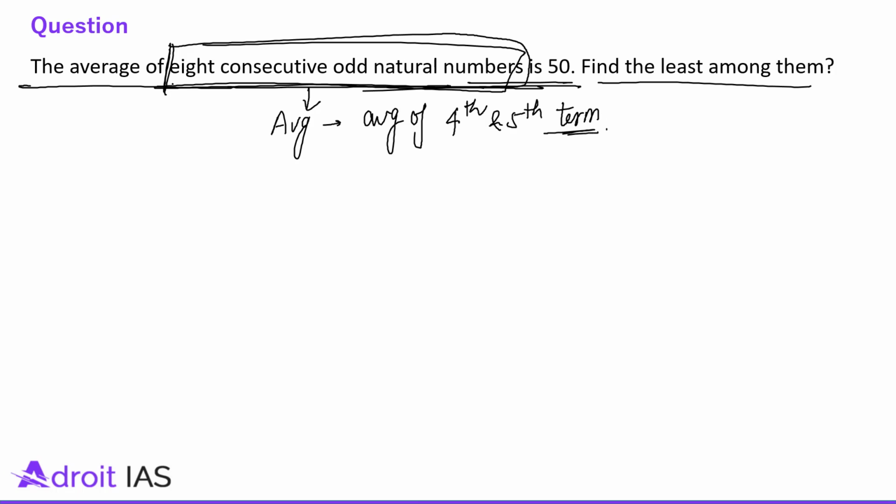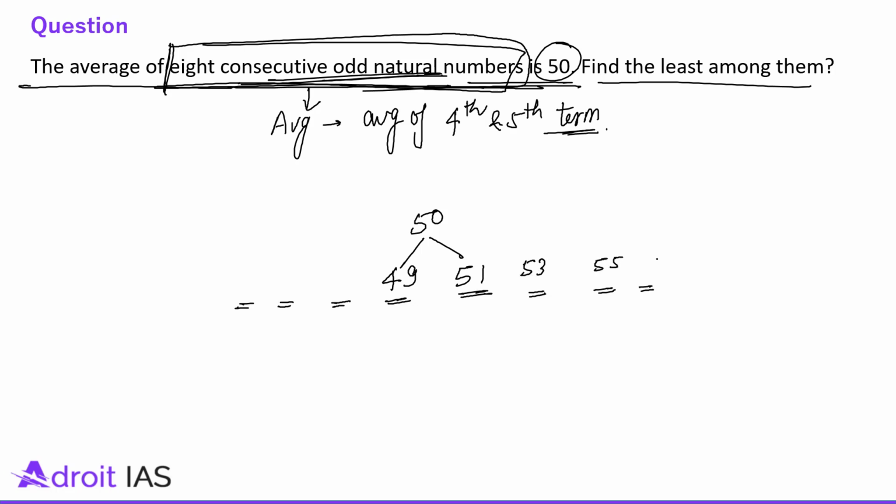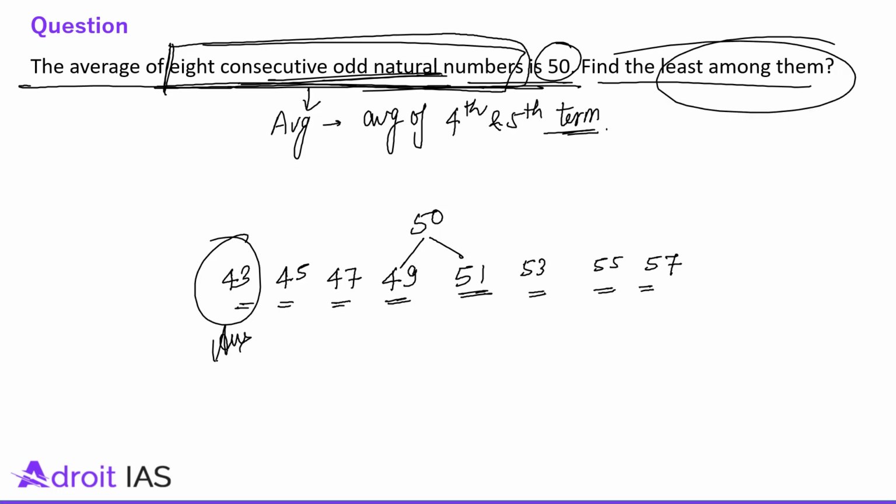The average of 8 consecutive odd natural numbers is 50, so 50 is the average of 2 consecutive odd natural numbers. What are the 2 consecutive odd natural numbers? One is 51, another is 49. They are actually the 4th and 5th terms of the series, and after that 3 more terms are here and 3 more terms are here. So 51, then 53, 55 and 57. Again this is 47, 45, 43. This is the series that they are talking about in the question. What they are asking is the least among them. So the least among them is 43. This is the answer.